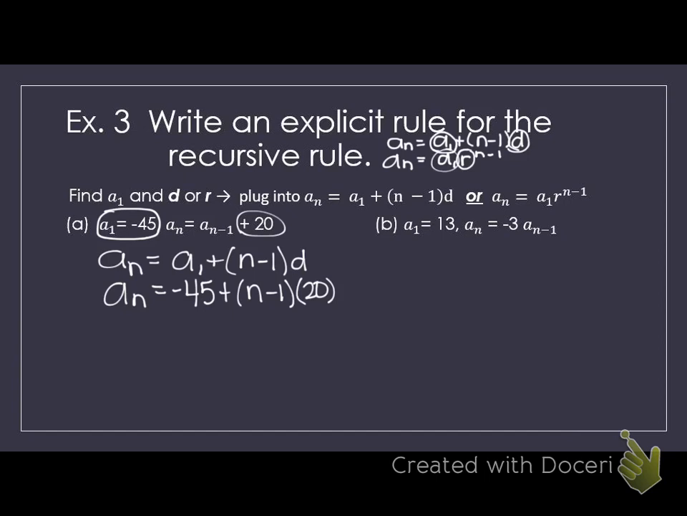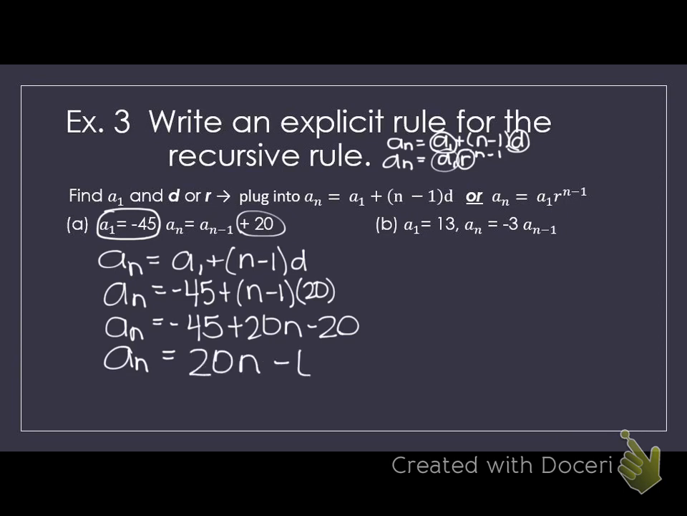Now, do you remember before Christmas, did we go any further than this when it was arithmetic? Yes. What did we do? Distributive property. We can go further with this one. So a sub n equals negative 45. We distribute the 20 and we get plus 20n minus the 20. And then what could we combine? Negative 45 and negative 20. So we brought down the 20n, combined those, and got negative 65. So there is your explicit rule, and you wrote it from the information in the recursive rule. Okay? So just because it's presented to you different doesn't mean you can't do it.